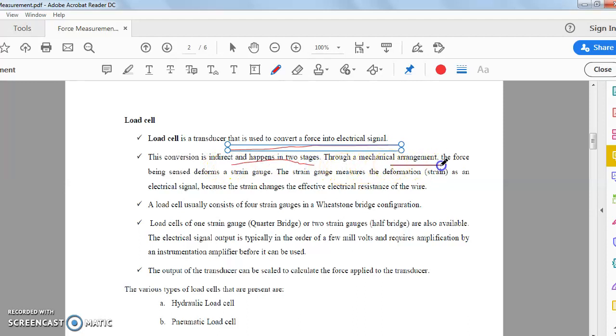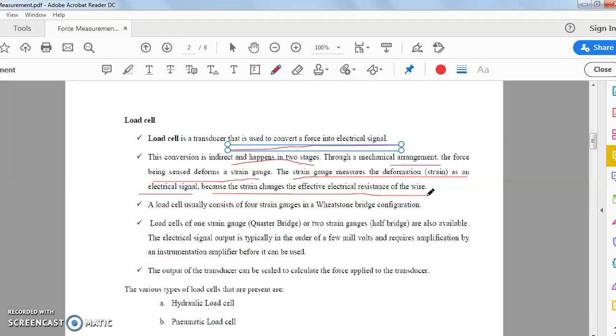Through a mechanical arrangement, the force is sensed by a strain gauge. The strain gauge measures the deformation or strain as an electrical signal, because the strain changes the effective electrical resistance of the wire. That is very easy to understand. In the previous class I already explained how a strain gauge works. A strain gauge basically converts a non-electrical signal, here the strain, meaning the change in length, into electrical resistance.